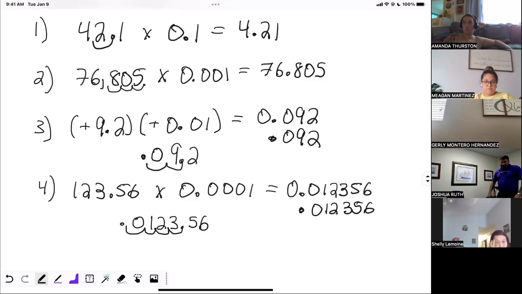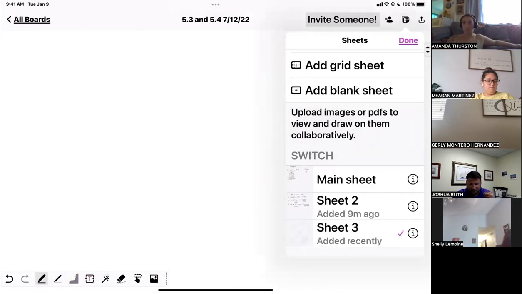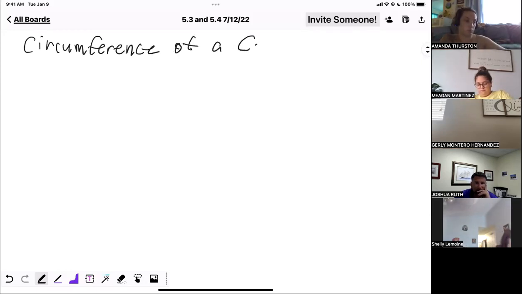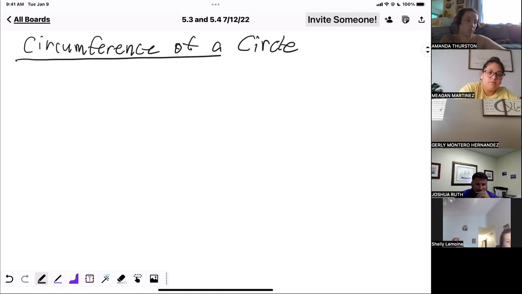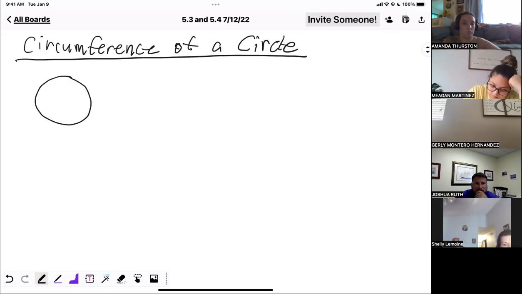Okay. All right, circumference of a circle. This comes up in this section because you're dealing with pi, and pi is a decimal. All right, don't laugh at my circle because I can't draw, but okay, that's not too bad till the end. I don't like it. Hold on. No, that was a good circle. Okay, this is my lopsided circle.